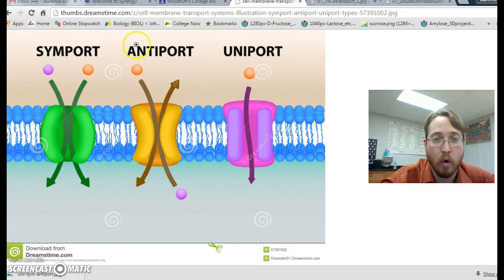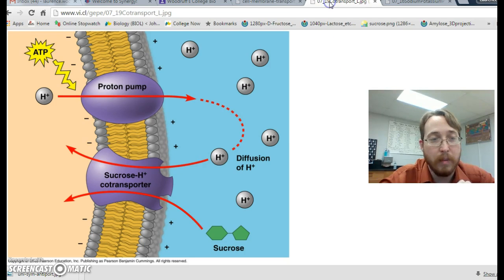Antiport is our third category, anti, against, so they are moving against each other. But even though they're moving in opposite directions, what's true for symport is still true for antiport. One of these is moving with its concentration gradient from a high concentration to a low concentration, and the other is moving against it from a low concentration to a high concentration. So let's look at an example of that.